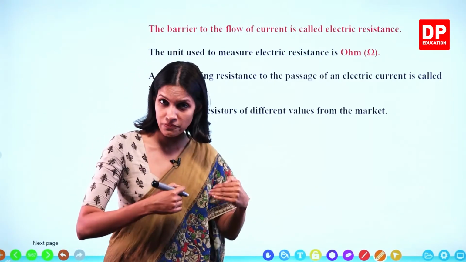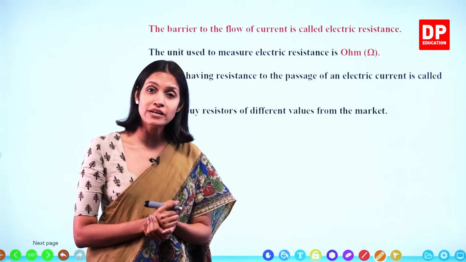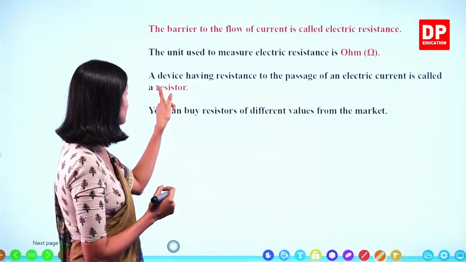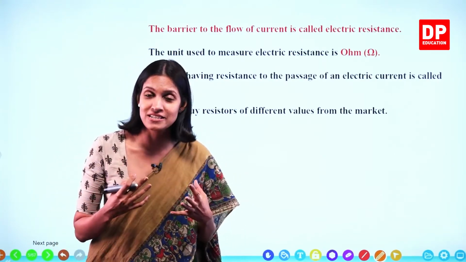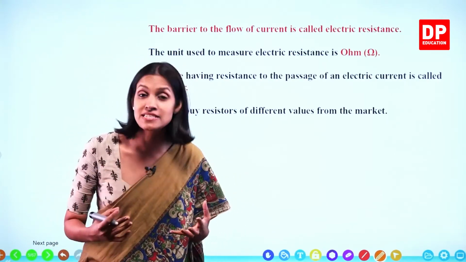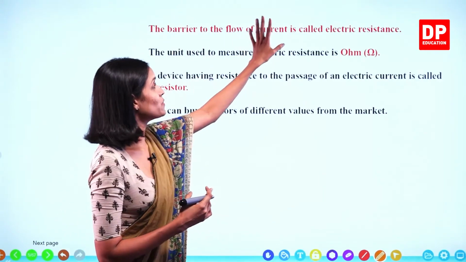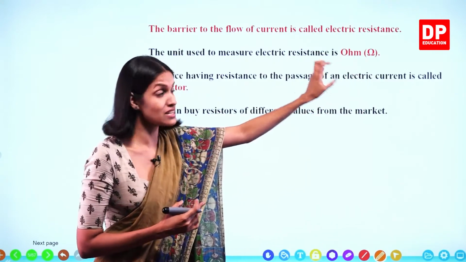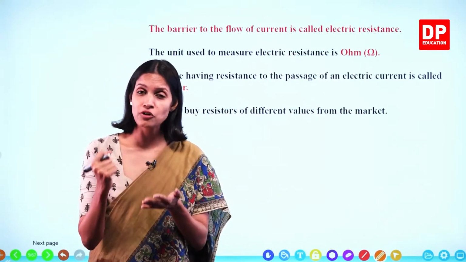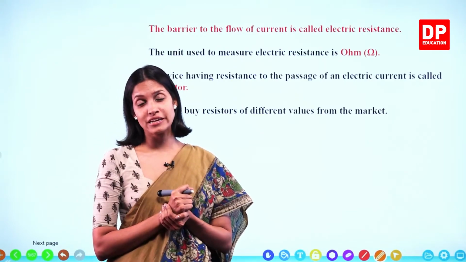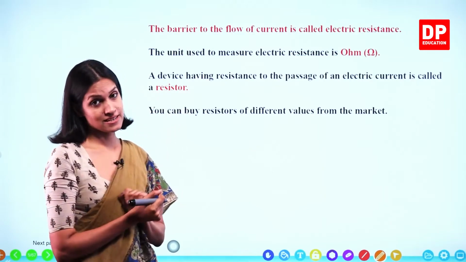So in this chapter, we are going to learn about electronic components. One such electronic component is resistors. In order to learn about resistors, first you should know what resistance is. Resistance means the barrier to the flow of current, and it is measured in ohm. Whenever we want to control the amount of electric current flowing through the circuit, we can connect these small devices called resistors, right, children?